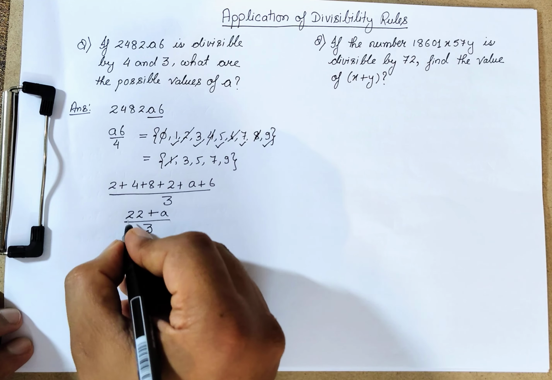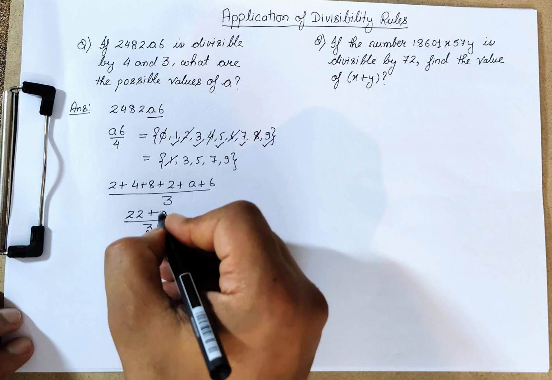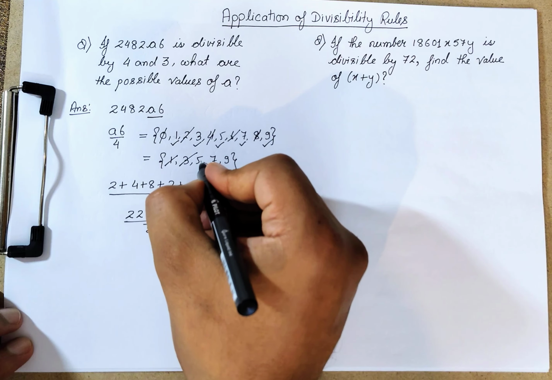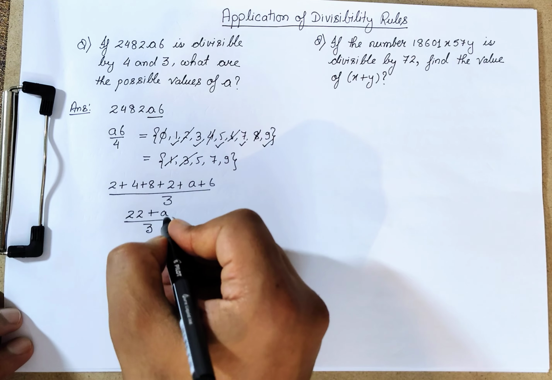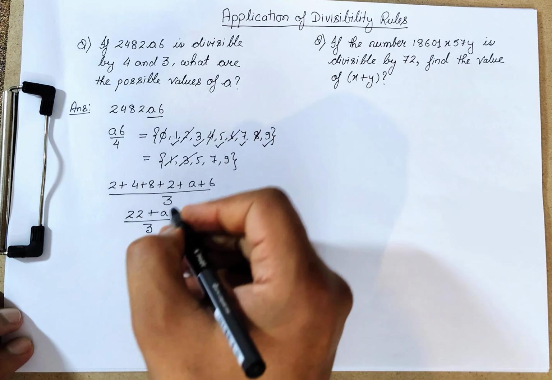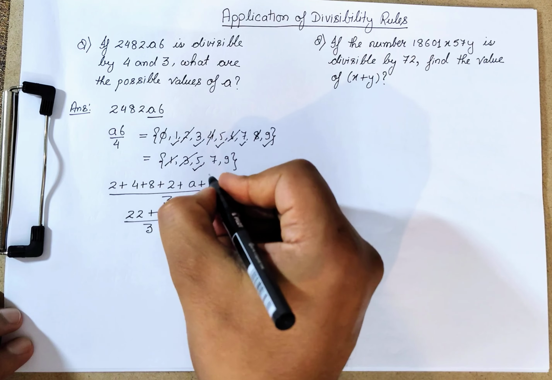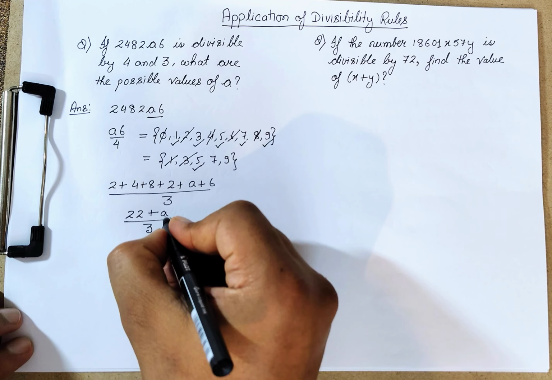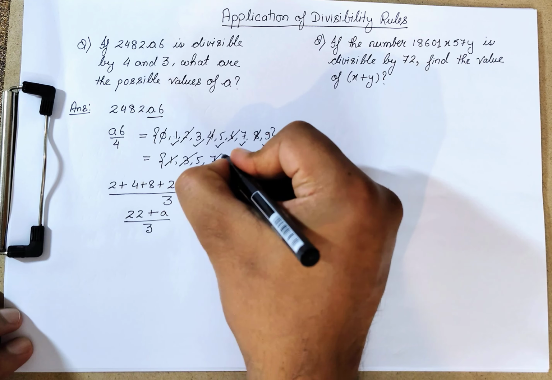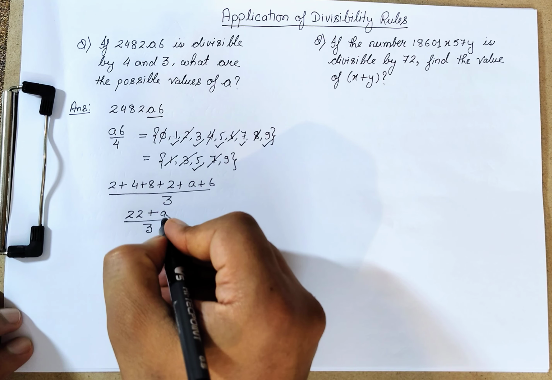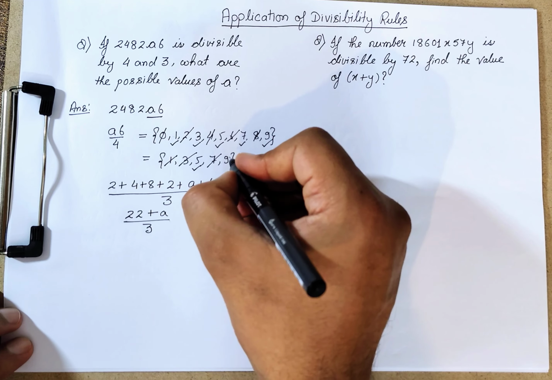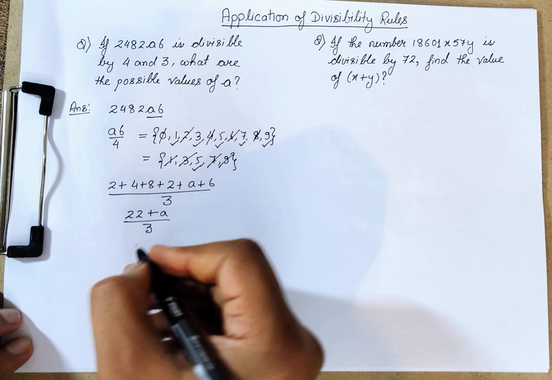Now 3. So 22 plus 3 is 25, which is not completely divisible by 3. Hence 3 is ruled out. Now we put the value of A as 5. 22 plus 5 is 27, which is completely divisible by 3. Hence 5 is one value. Now substitute A with 7. 22 plus 7 is 29, which is not completely divisible by 3. Hence 7 is ruled out. Now we put a value of A as 9. 22 plus 9 is 31, which is not completely divisible by 3. Hence 9 is also ruled out.